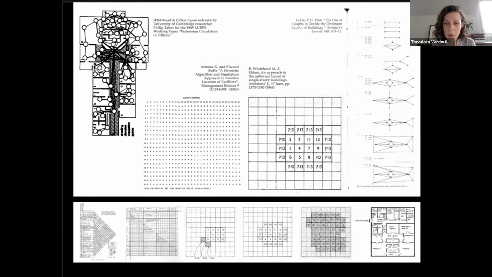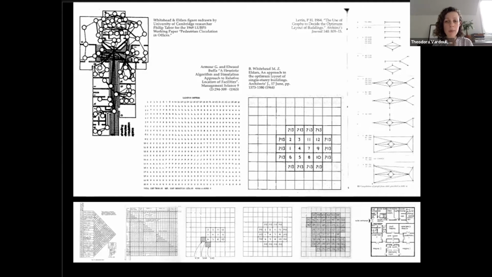So these programs, with early notable examples being the Craft system by Armour and Buffa in the United States, or Whitehead and Eldars's single-story building layout system, which you see on the bottom, computed optimal or suboptimal layouts for a given pattern of human activities. And in the beginning, they were really inscribed within functionalist values of economy and efficiency. So the idea was that you could build a cheaper building, a building in which the costs of operating it, the costs of people working in it, would be minimized.